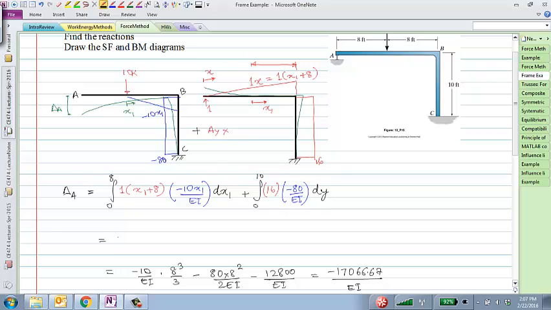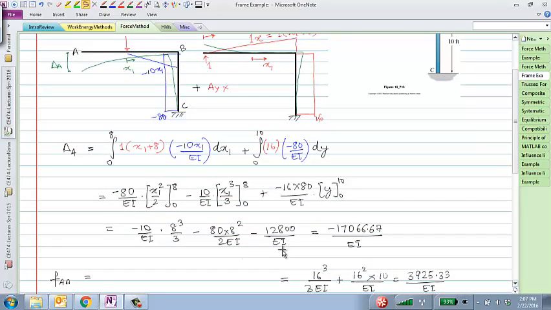So I get AT over EI times x1, and that x1 squared over 2 integrated between 0 to 8, and minus, actually that should be a minus here, this should also be a minus, and I have minus 10 over EI, inside is x1 squared, so that becomes x1 cubed over 3, again between 0 to 8, and the right hand side is minus 16 times AT over EI integral y between 0 to 10, and I'll let you verify that those integrals turn out to be this much.